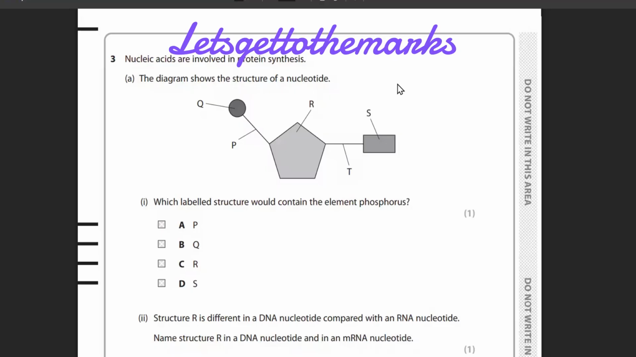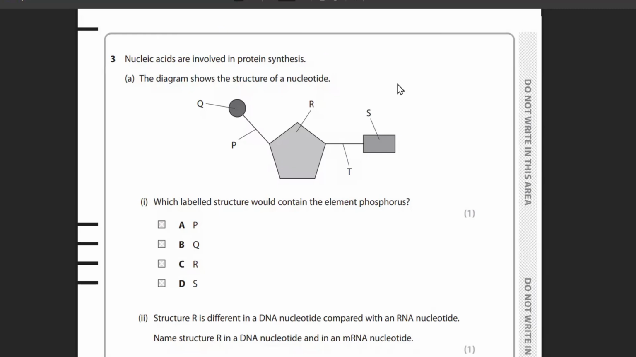Welcome to Let's Get to the Marks, going through an A-level biology question. This one's on nucleic acids or nucleotides.